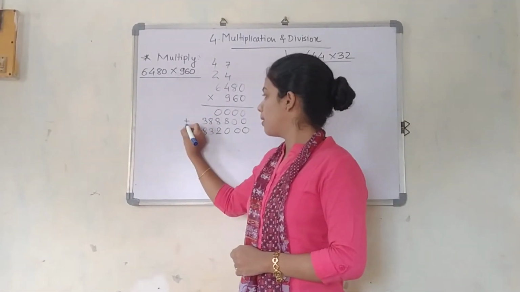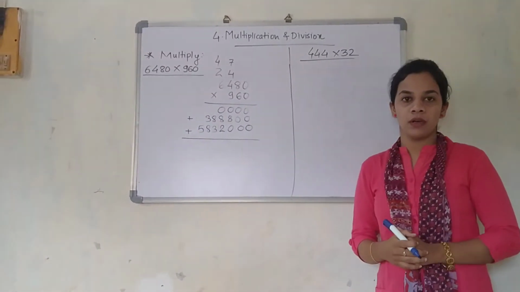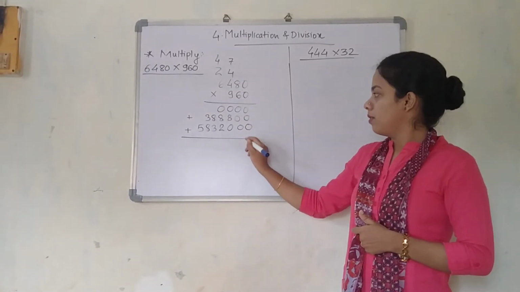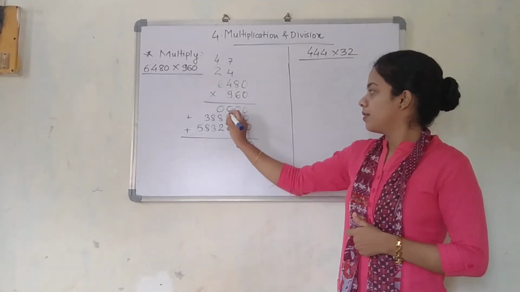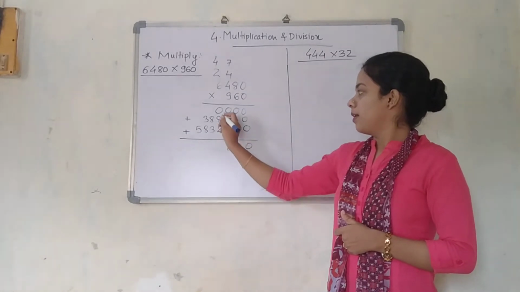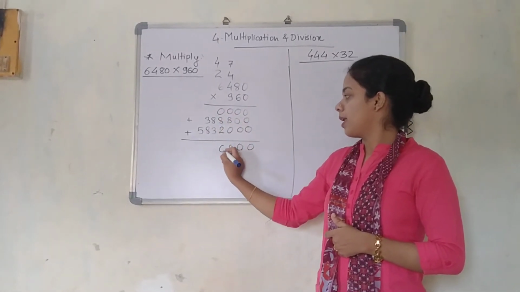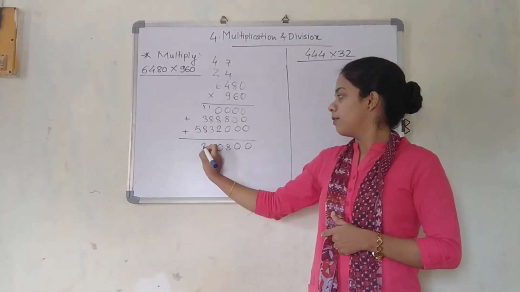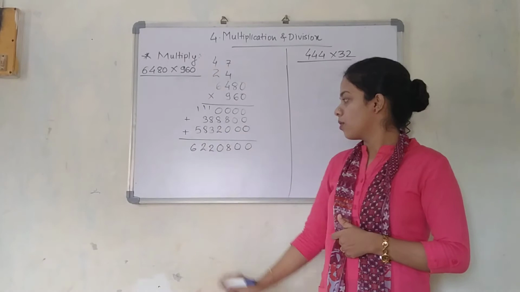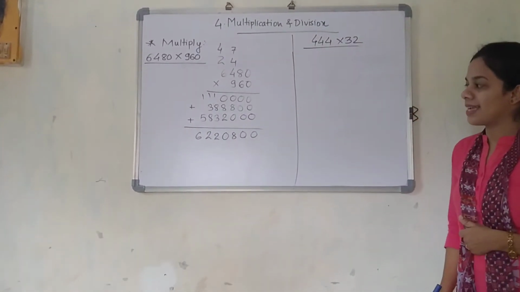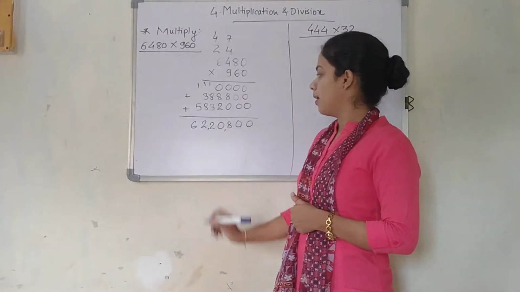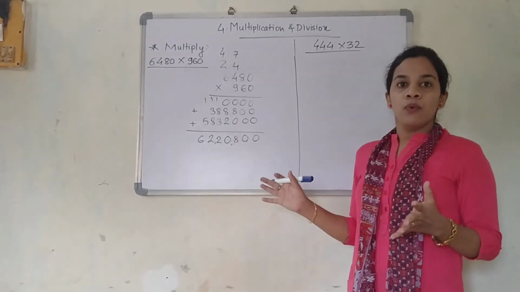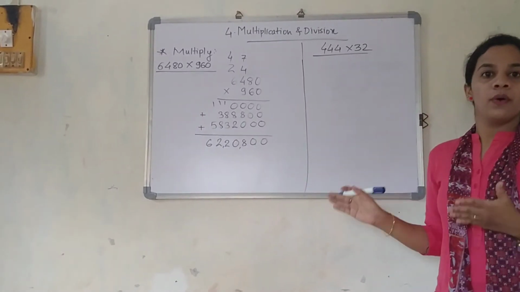I am going to add now all the digits which have been mentioned over here. I know it is a very big calculation, but still: 0, 0 plus 0 plus 0 is 0, 0 plus 8 plus 0 is 8, 0 plus 8 plus 2 is 10, it will be 12, this will also be 12, this will be 6. So your answer will be 62,20,800. Okay. If there is any doubt in this, just go through this video again and again.